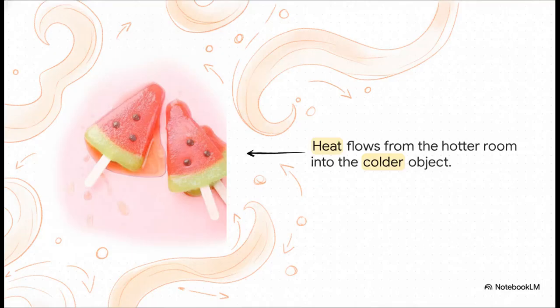The answer is actively happening right in front of us. When a frozen treat melts, it isn't just passively getting warm. Heat, which is a literal form of energy, is actively flowing directly from the hotter surrounding room right into the colder object. It's a fundamental rule of the universe. Heat always travels from a hotter region to a colder region.